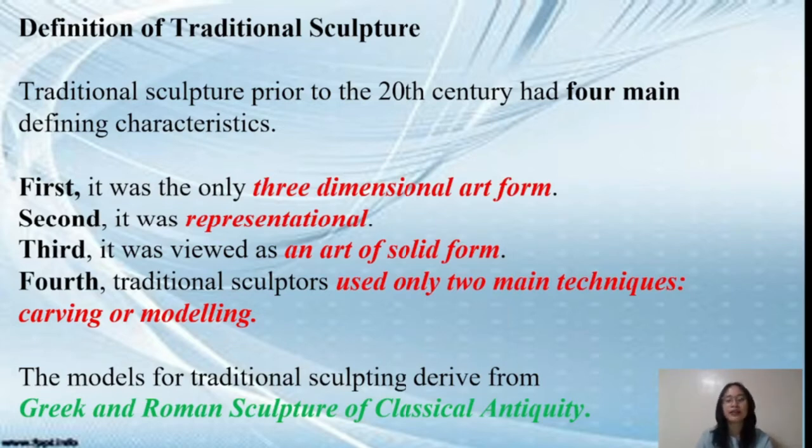Sculpture daw kay makita nimo siya gikan sa solid form like wax, clay, wood, mud, and many more. Fourth, traditional sculptors used only two main techniques, carving or modeling. The models for traditional sculpting derive from Greek and Roman sculpture of classical antiquity.